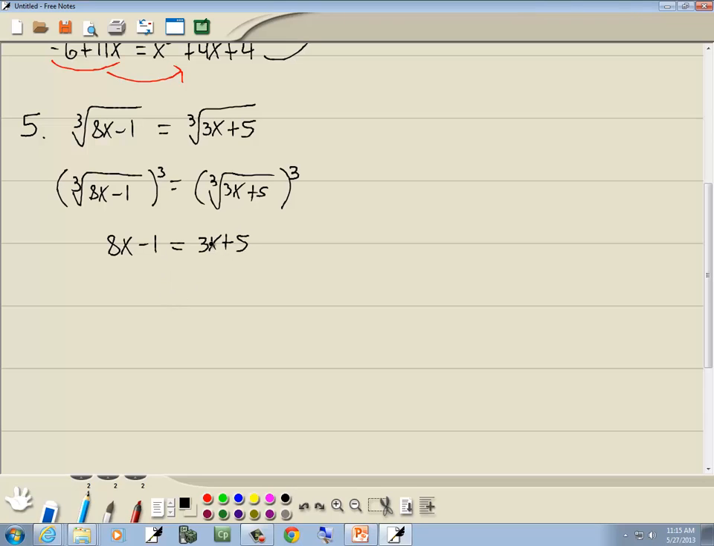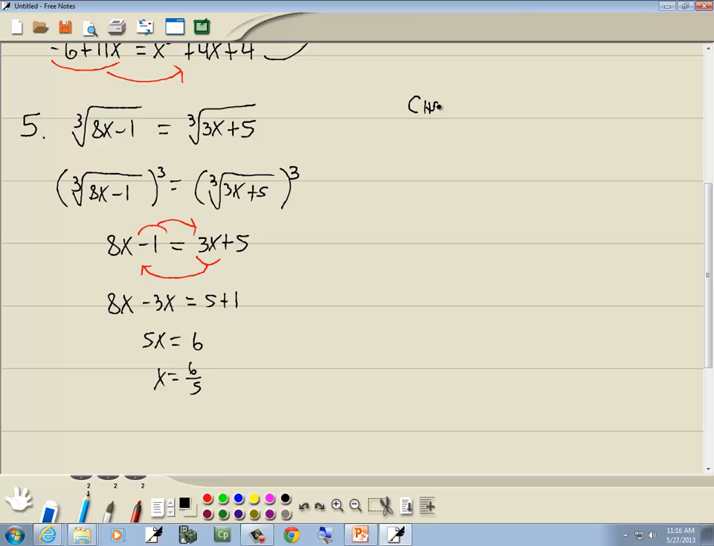Now we want to solve this. So I'm going to take the 3x and move it to the left side. I'll take the negative 1 and move it to the right side. Anytime you take anything across your equals, your sign changes. So I get 8x minus 3x is equal to 5 plus 1. 8x minus 3x is 5x. 5 plus 1 is 6. So I get x is equal to 6/5.